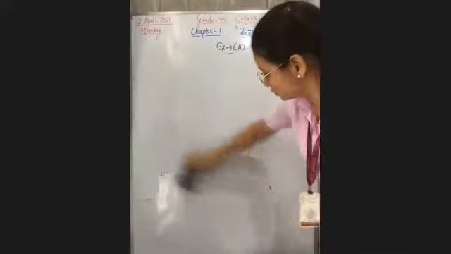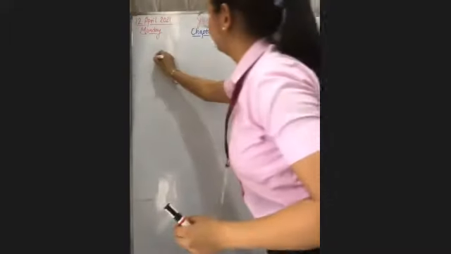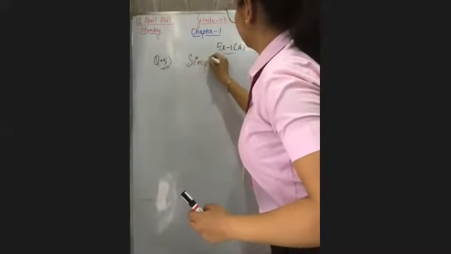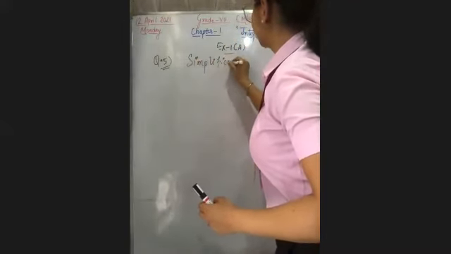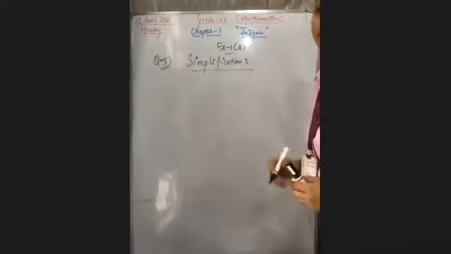Next question, fifth question. Today we will discuss up to question 5. That is simplification. In simplification, some of you are making mistakes while solving the brackets.